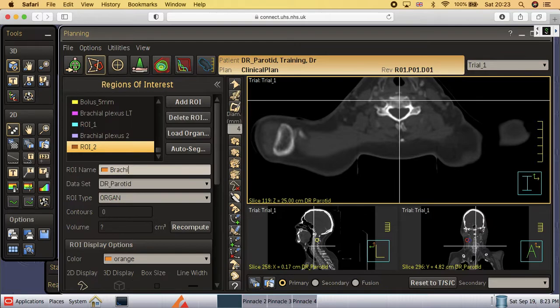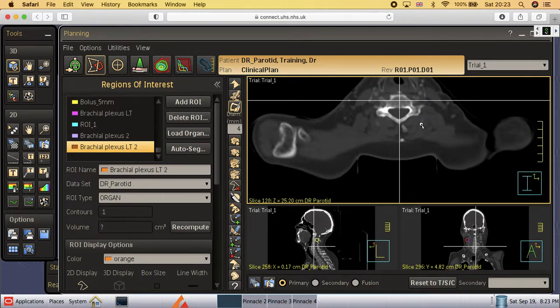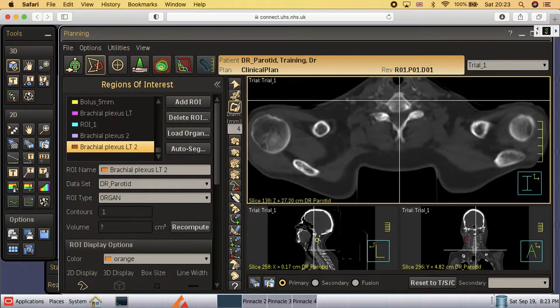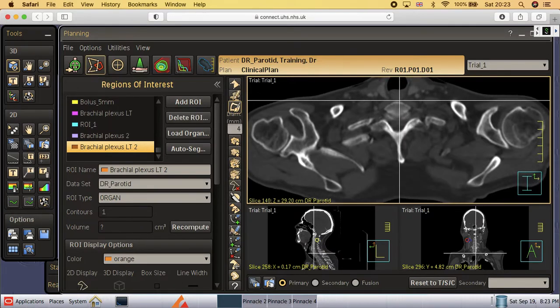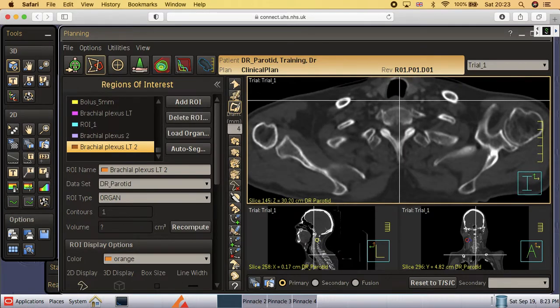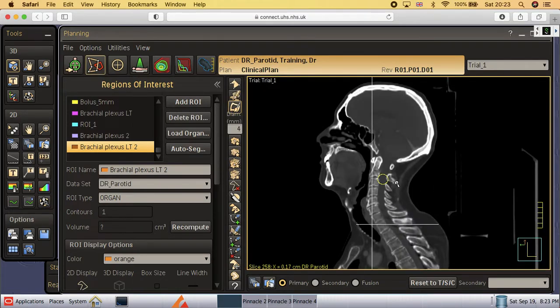Brachial plexus, left 2. Okay, and then we put a mark here somewhere. Don't worry about it. You can put it in between the scalene if you want, and tier 2 scalene medius now, because you are more familiar. I just wanted to simplify things, but now you can easily do it anterior to the middle scalene.